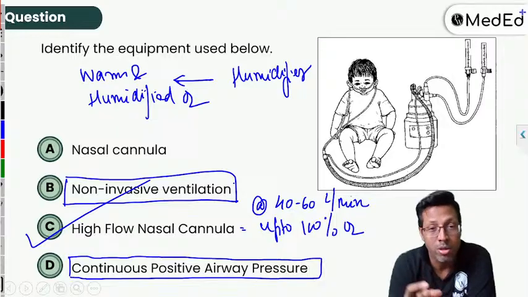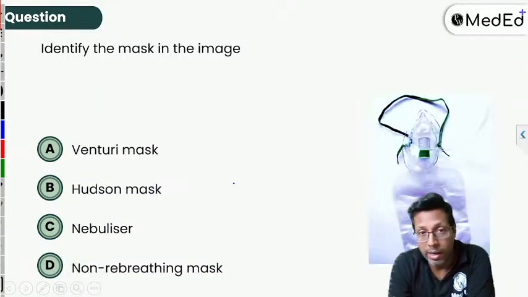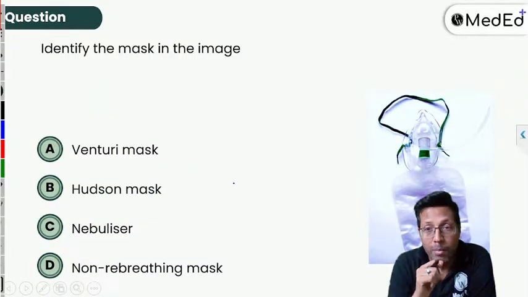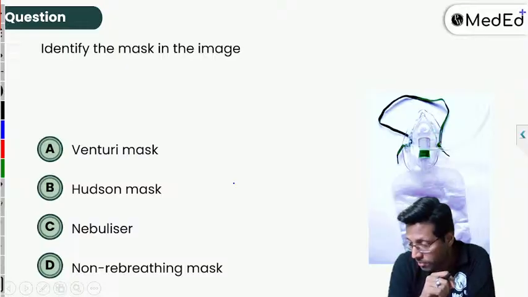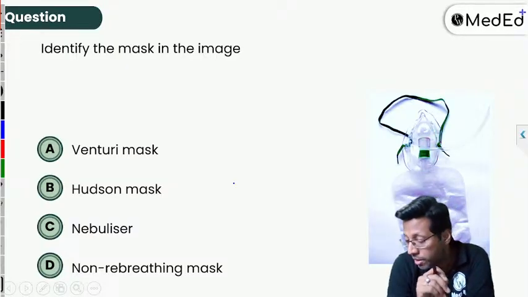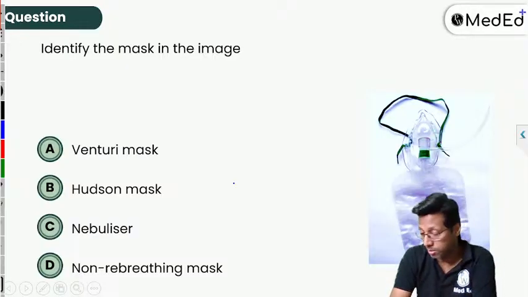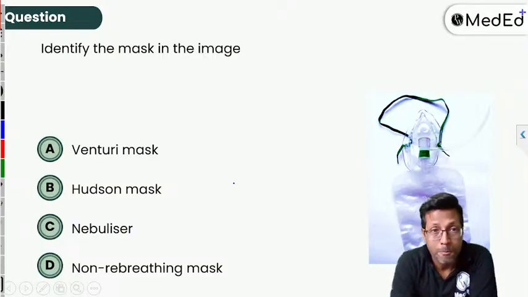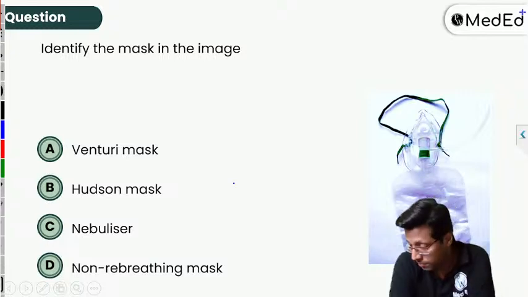Coming back to what I was discussing, non-invasive ventilation and CPAP later on. Let's go back to this. Identify the mask in the image. So there are 3-4 questions like this, which I will discuss now. All these were based on oxygen delivery devices. I'll discuss them together. Okay. Identify the mask in the image. Venturi, Hudson, nebulizer, non-rebreathing.